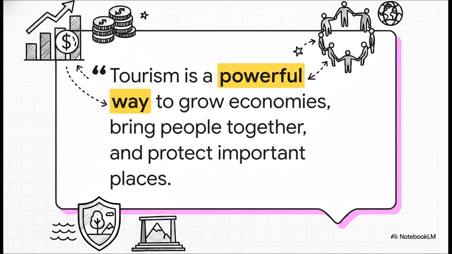Let's look back at our tourism example to see exactly how a hook works in practice. Tourism is a powerful way to grow economies, bring people together, and protect important places. This sentence works beautifully, doesn't it? It grabs you with a bold claim, while simultaneously giving you a really clear introduction to the three main pillars the writer is going to cover: the economy, culture, and the environment. It is quite literally a roadmap neatly packaged into one single sentence.